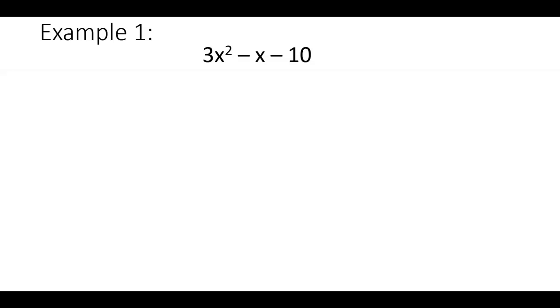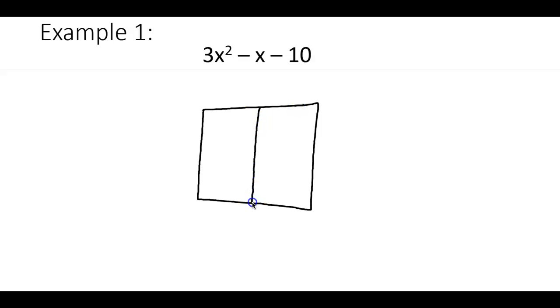So let's begin here. So here's example 1, and let's begin. So I'm going to start by making a box. Now this I do want you guys to start writing with me. I do want you to start writing with me at this time.